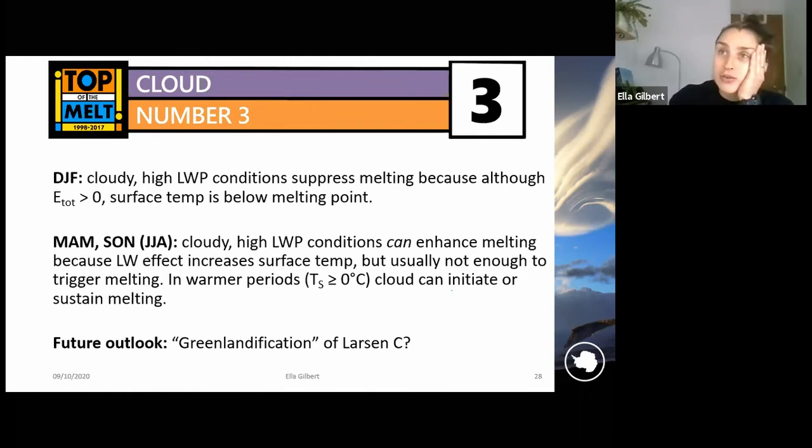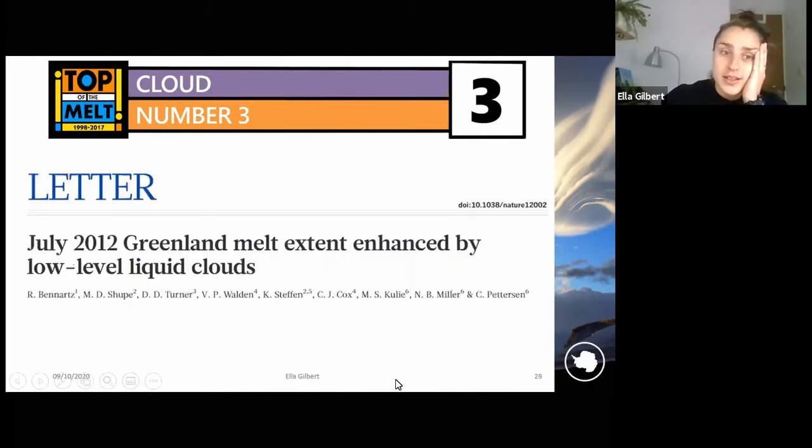By contrast, in all the other seasons, the same cloudy, liquidy conditions can actually enhance melting because the amount of long wave radiation that clouds emit can increase the surface temperature. And if it's warm enough and the balance of fluxes is large enough, perhaps because there's enough liquid, this can actually initiate melting. So this could be really important in future. In Greenland, this is quite an important effect.